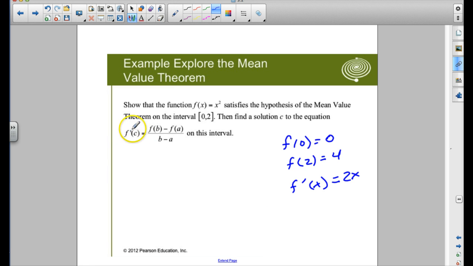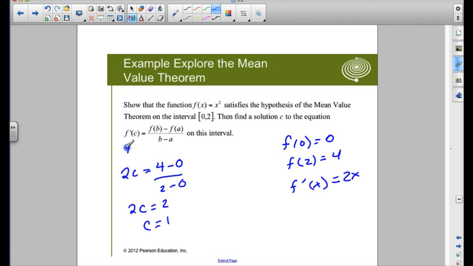Now if we follow this formula, it says f prime of c, so that would be 2c, is equal to f of b. B is going to be my second endpoint, f of 2, so it would be 4 minus f of a, which is 0, over b minus a, 2 minus 0. So what we have here is 2c is equal to 4 divided by 2, which is 2, so c is equal to 1. So at the value of c equals 1, the derivative is equal to the average. And that's what this says.